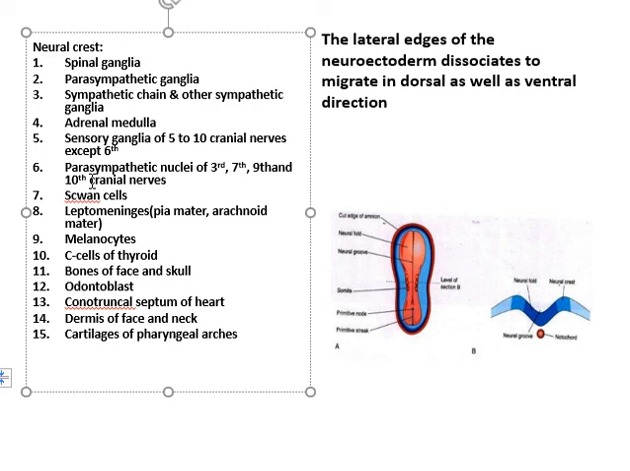Parasympathetic nuclei of the 3rd, 7th, 9th and 10th cranial nerves, Schwann cells, leptomeninges, that is pia mater and arachnoid mater, melanocytes, C cells of the thyroid, bones of the face and skull, odontoblasts, conotruncal septum of the heart, dermis of the face and neck, and cartilages of the pharyngeal arches. So these are the derivatives of the neural crest, and this is all about neurulation.